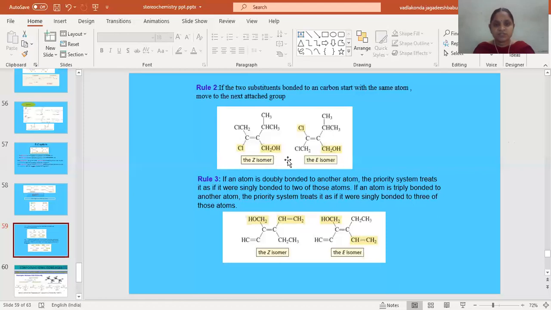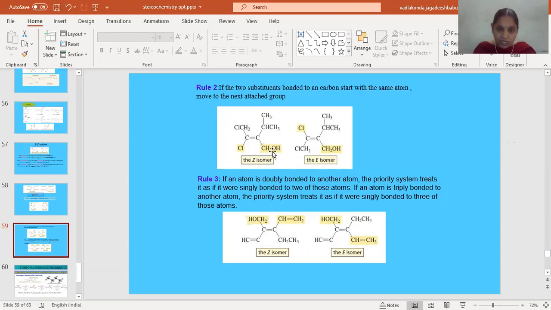So here you can observe, on this carbon we have CH2, Cl and Cl. So first atom is carbon here and first atom here is Cl. So this Cl will be given highest priority. And on this carbon, first atom is carbon for both the groups. But coming to the second, we have here oxygen, whereas here carbon. So this CH2OH will be given highest priority than these two groups, among these two groups.